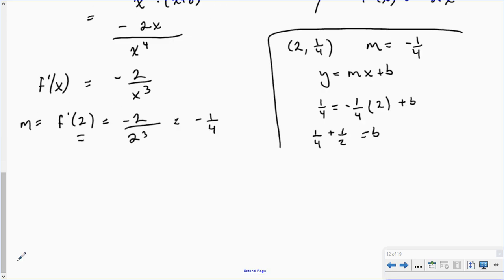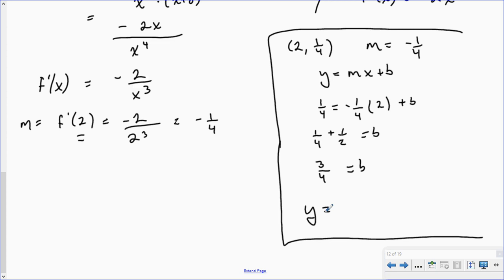And I've got, okay, 3/4 equals b. So my original slope of my tangent line is negative 1/4 x plus 3/4. Okay, so that's the slope of my tangent line at the point 2 and 1/4 here.